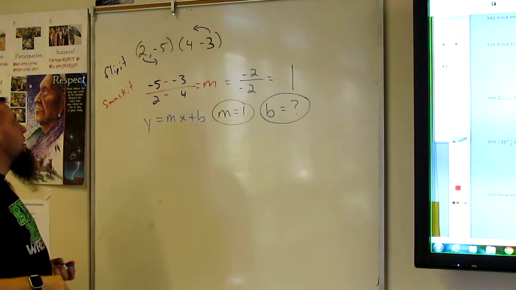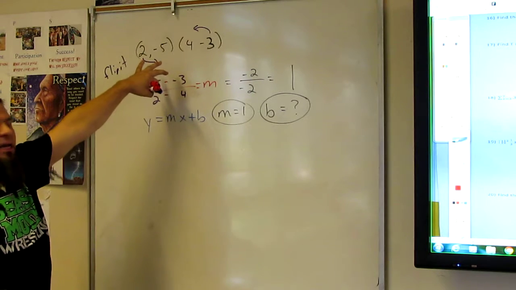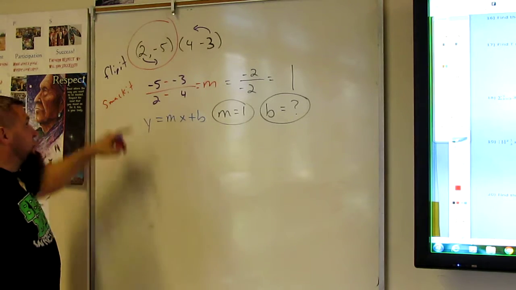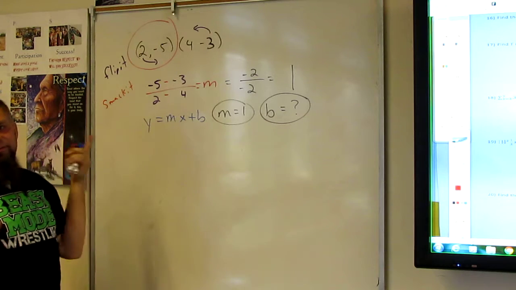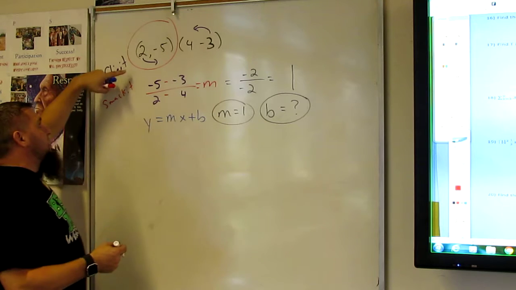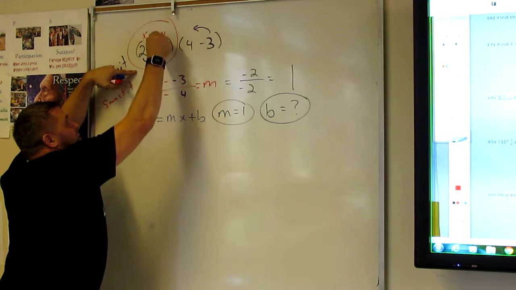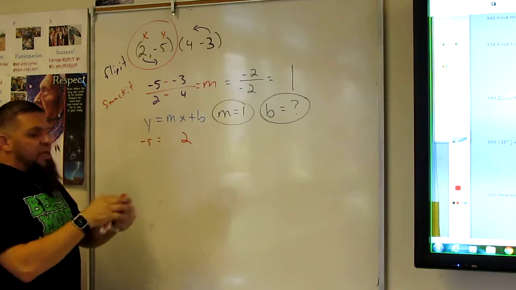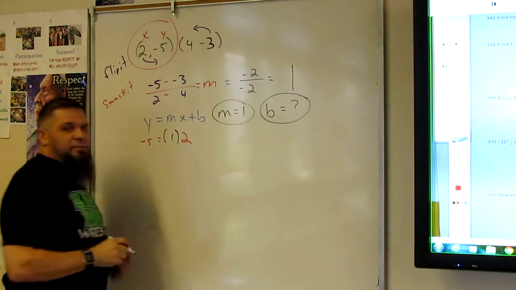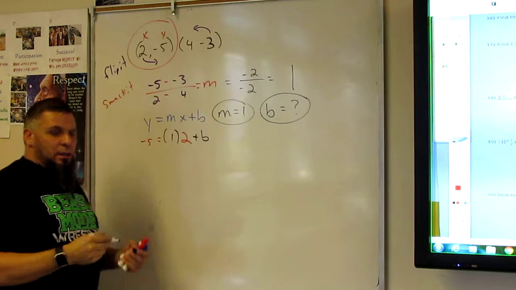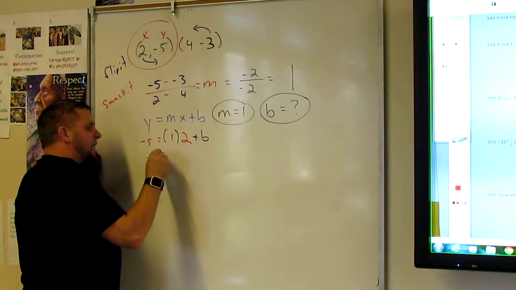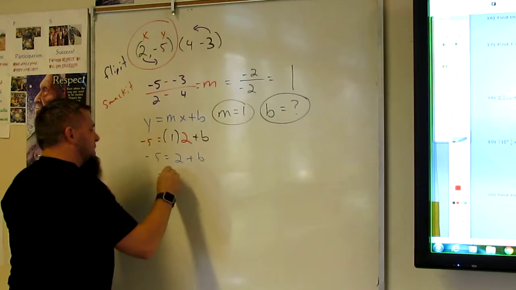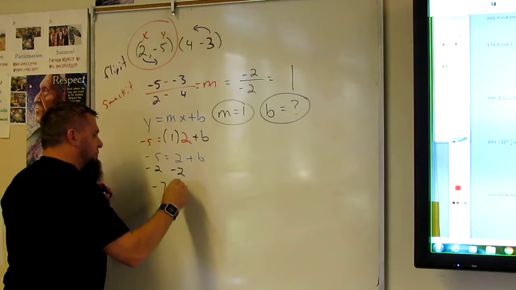So now I use a point. Any point you want. I choose this first one just because it came first. They both have negatives. I would choose a positive one if I could. So this is your X, this is your Y. That means -5 equals 2, and then what's my M? 1, right? And then plus B. So -5 equals 2 plus B. Okay, subtract by 2, subtract by 2, so I get -7 equals B.